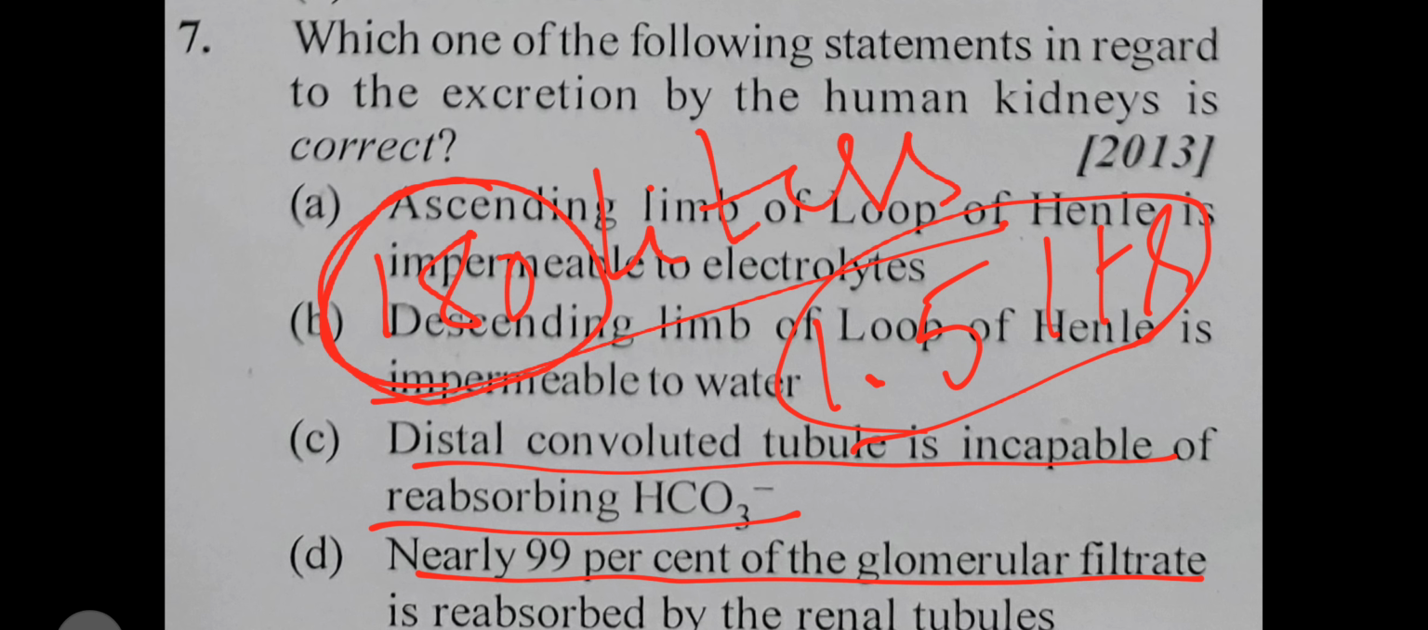Coming to the eighth question: if Henle's loop were absent from the mammalian nephron, which of the following is to be expected? So the question is, if there is no Henle's loop in the nephron, what will it lead to?